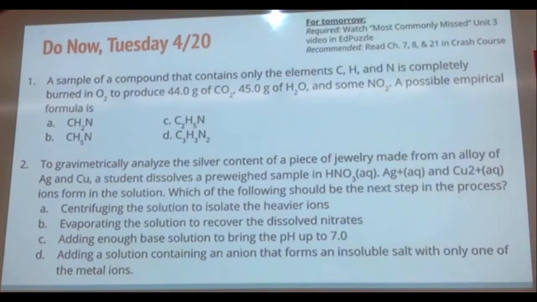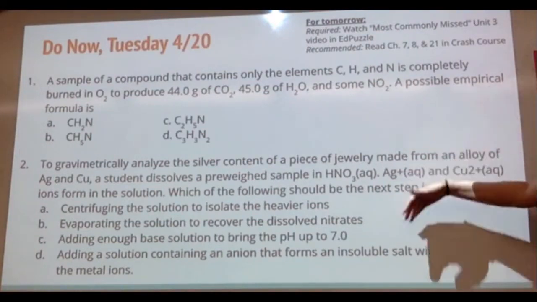For number 1, a sample of a compound that contains only the elements C, H, and N is completely burned in oxygen to produce 44 grams of CO2, 45 grams of H2O, and some NO2. A possible empirical formula is, and it gives us 4 options. So we know that it's an empirical formula question.